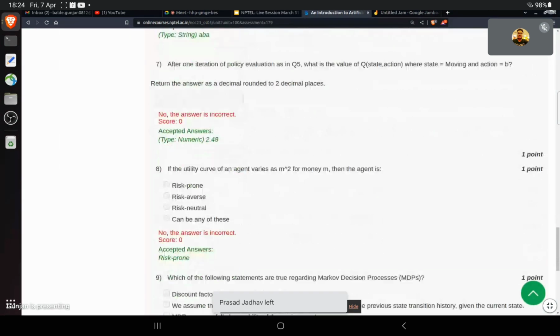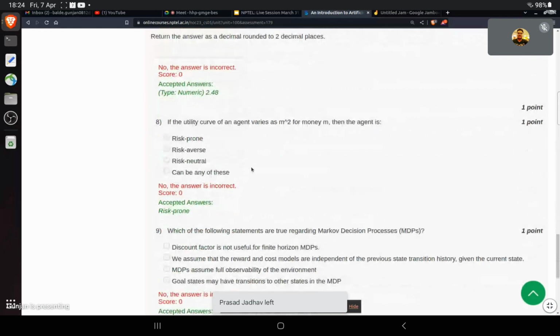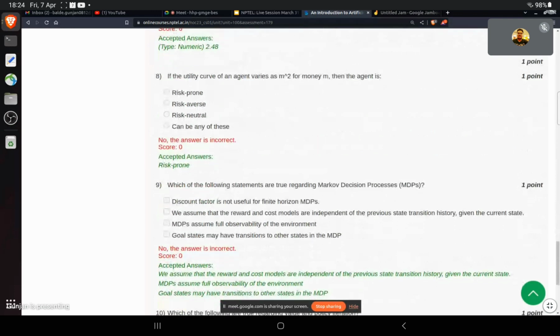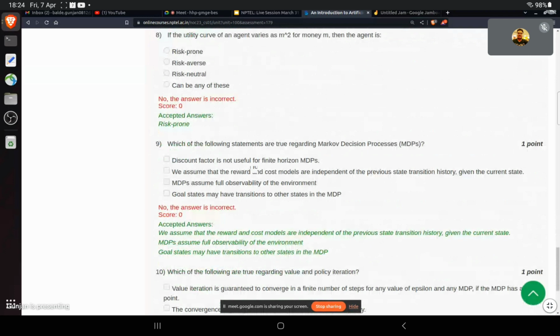And this was also discussed in the lecture that if it is the utility curve, then the agent is risk prone. Now, someone said that there is a problem in question 9. So, what seems to be the problem here? Option A is right and option D is wrong.